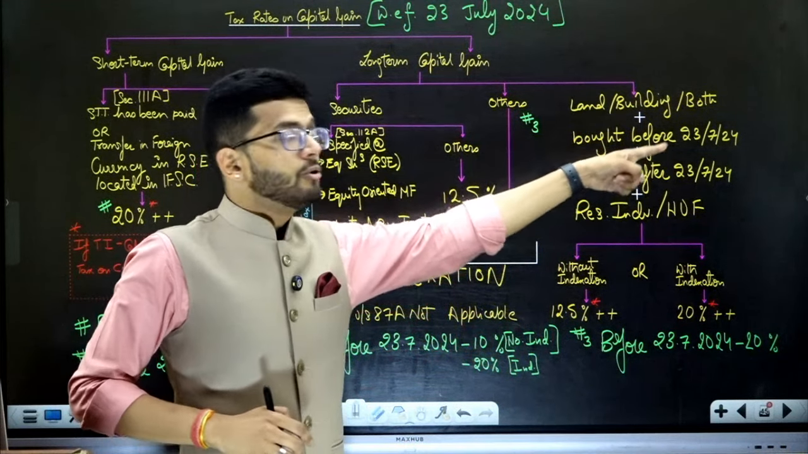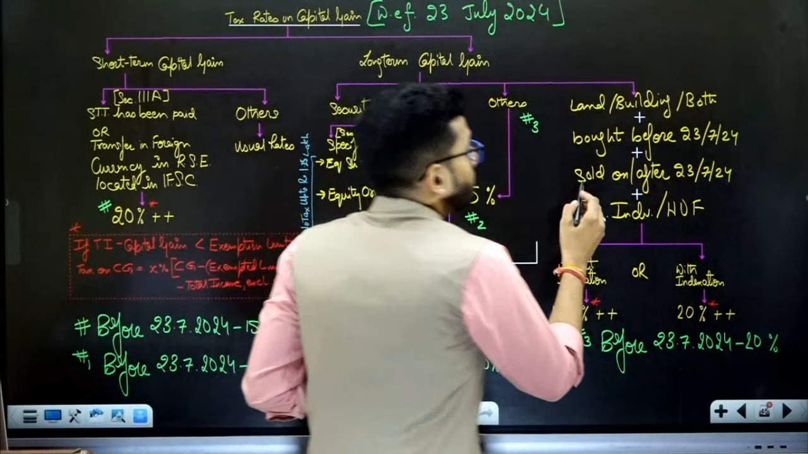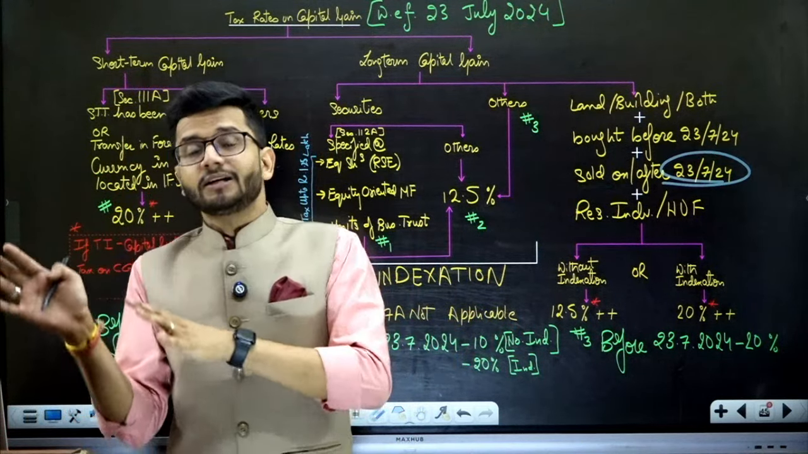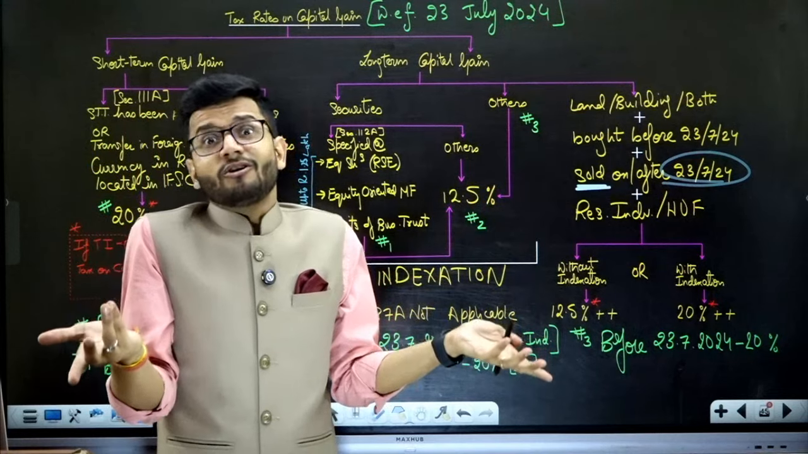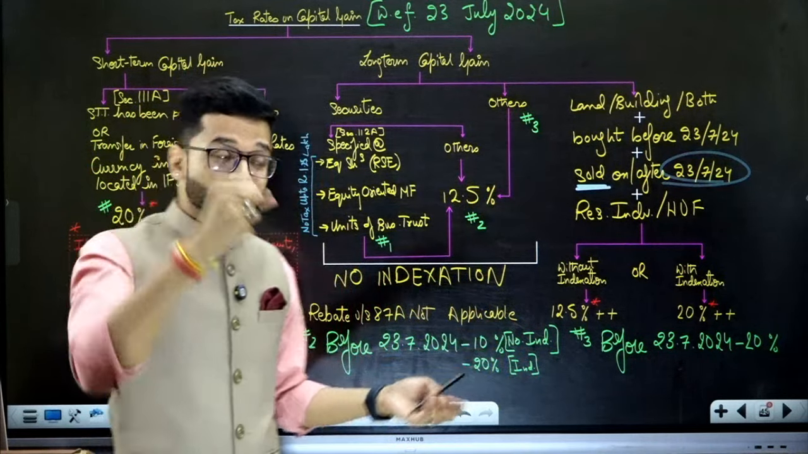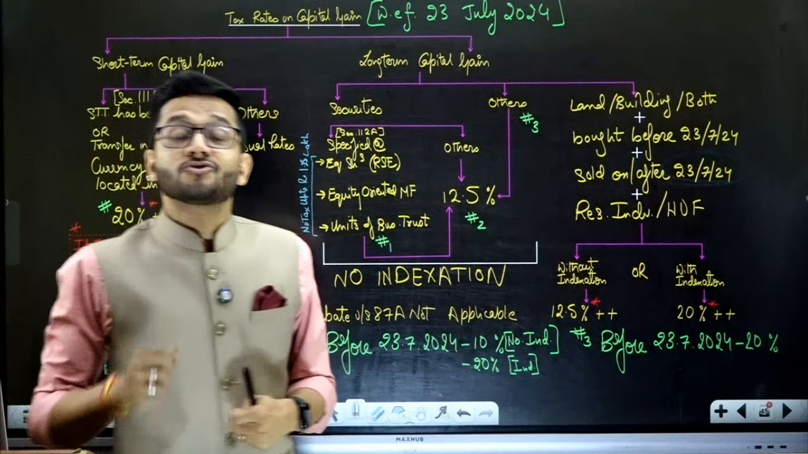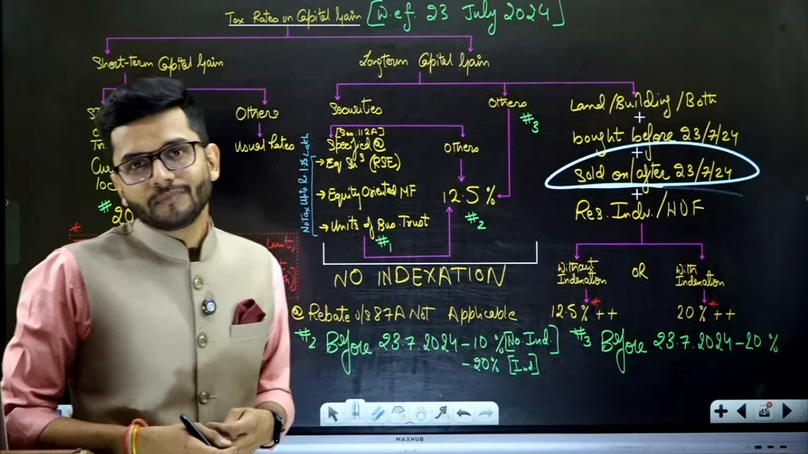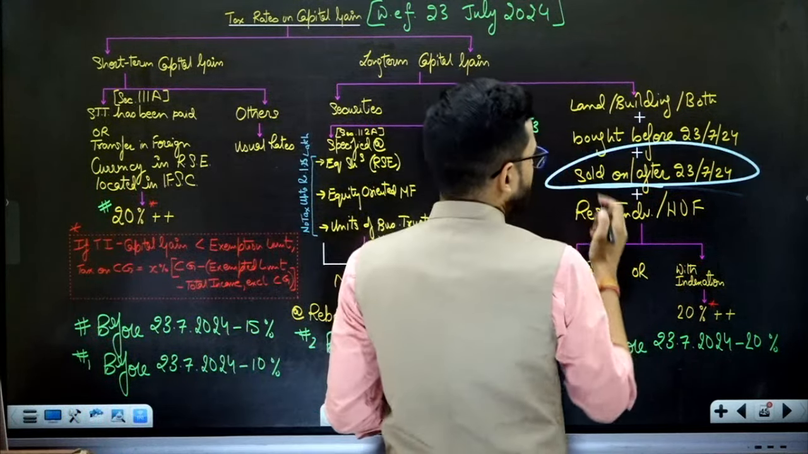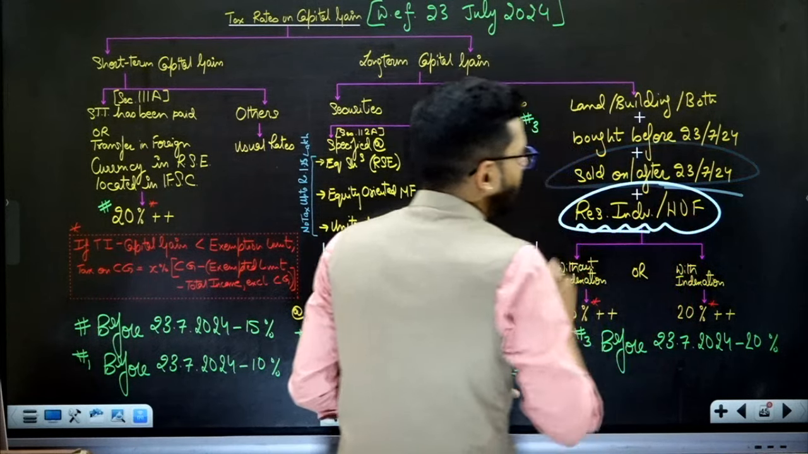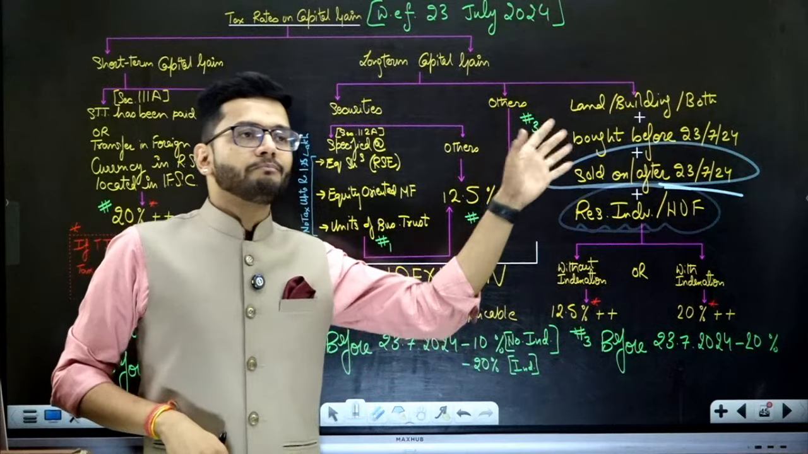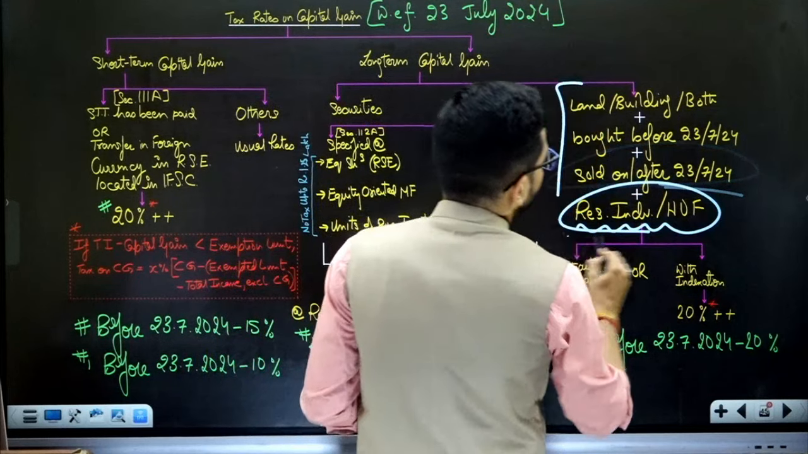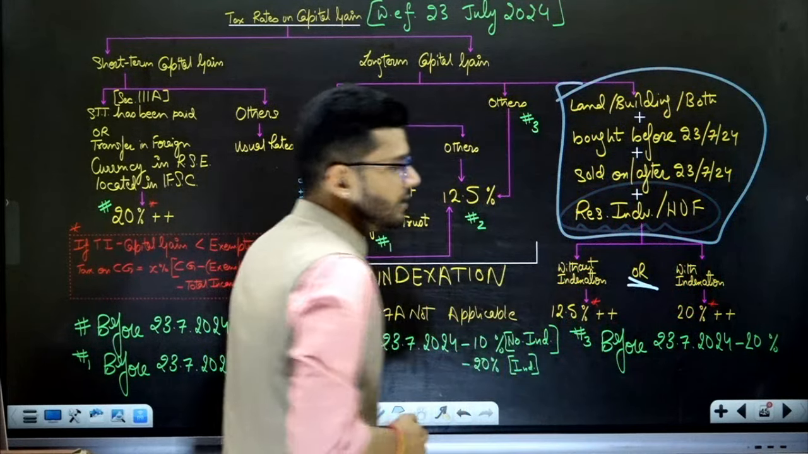So property should have been bought before 23rd July 2024. Property should have been sold after 23rd July 2024, because if you sell your property before 23rd July 2024, indexation is already available. Indexation has been withdrawn from 23rd July 2024. So the property should have been sold after 23rd July 2024. And lastly, the exception has been carved out only for resident individual or HUF, no company, no partnership firm, no other kind of person. So if you fulfill these four criteria, then you get an option.